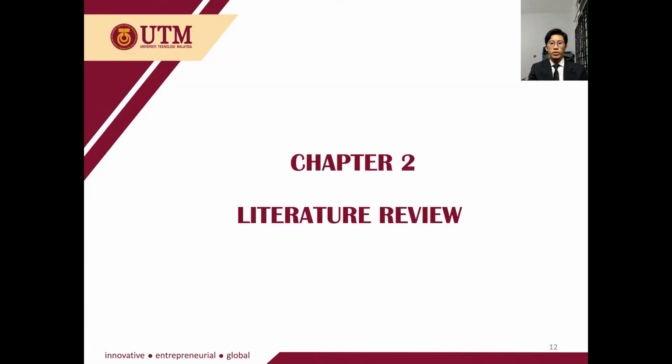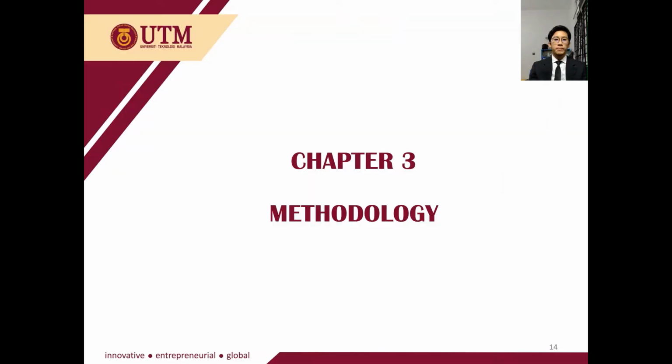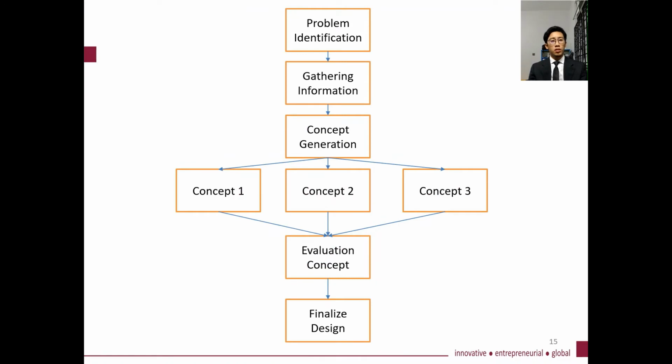Chapter 2 Literature Review. Chapter 3 Methodology. As you can see here, this is the overall project flowchart. It starts from the problem identification to the gathering of information to concept generation, in which 3 concepts will be generated: concept 1, concept 2 and concept 3, and then comes the evaluation of the concept, and last but not least, the finalizing of the design.